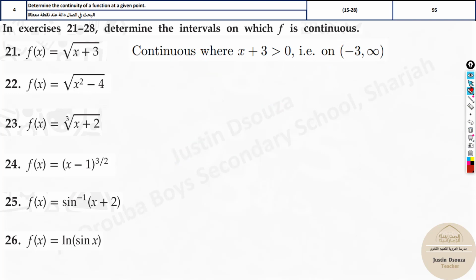The second problem, how do we do this? I hope you remember how to solve the squares. This was taught in grade 11.